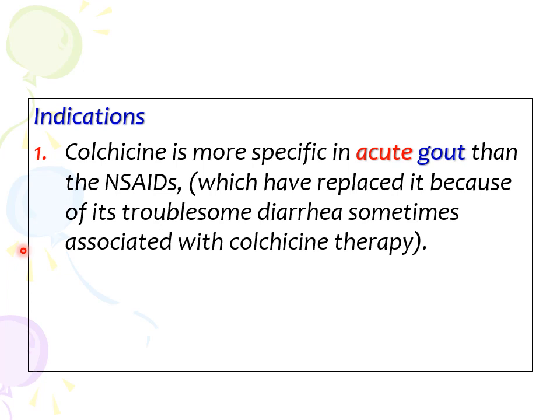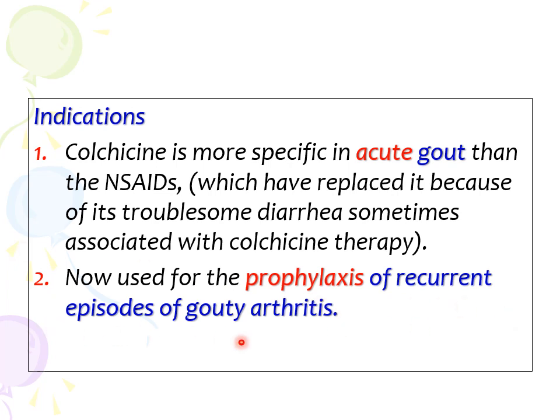Here it's given for acute gout. A very small dose of the medicine is given repeatedly until the pain is relieved. So there is special therapy for colchicine. Next thing written is prophylaxis of recurrent episodes of gout and arthritis. I have yet to see a person using colchicine for prophylaxis. Mostly people are using allopurinol. Your elders may be taking it if they have this problem of high uric acid level.